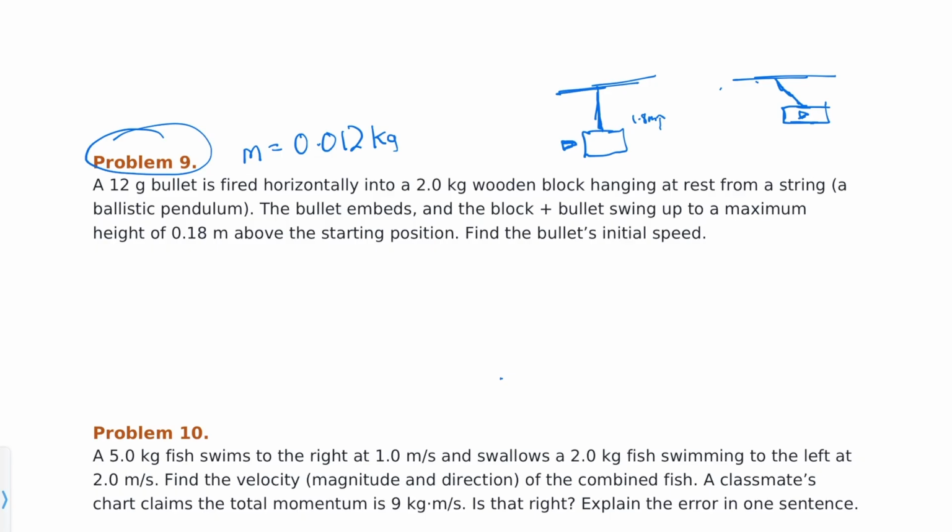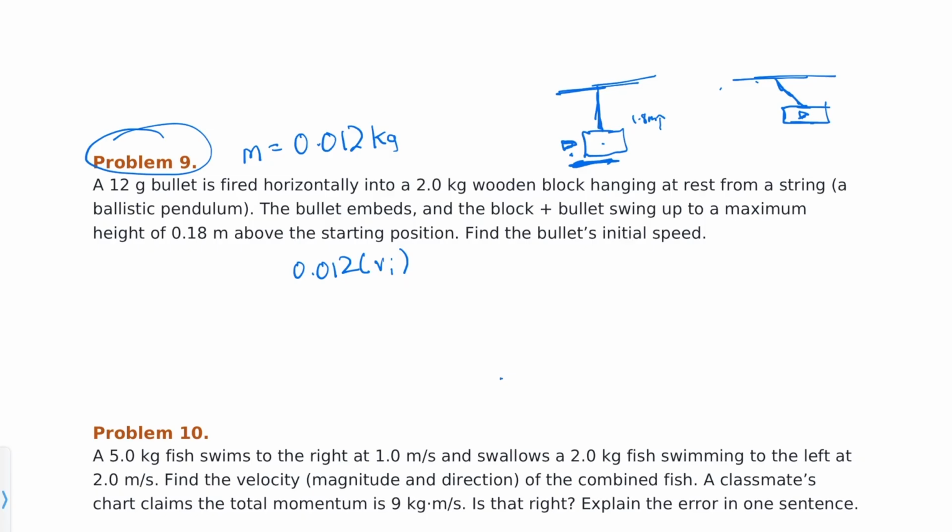So what collision would we call this? A perfectly inelastic collision, right? Because the bullet embeds itself inside the block. And we need to find the bullet's initial speed. So let me start by writing out an equation here. 0.012 times velocity initial of the bullet, right? We don't know what that is. So that's the velocity initial of the bullet.